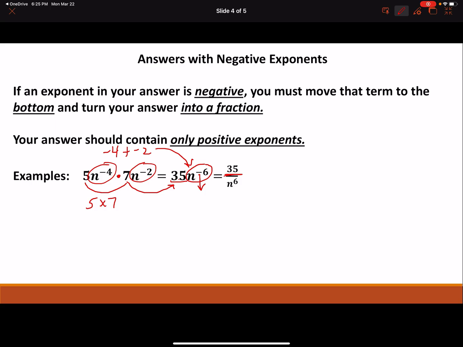Remember when we first started looking at negative exponents and we put those into our calculator and our calculator automatically turned it into a fraction because we were using the reciprocal to get that into a positive exponent. So even though we do not start out with a fraction, we may end up with a fraction if we have a negative exponent.